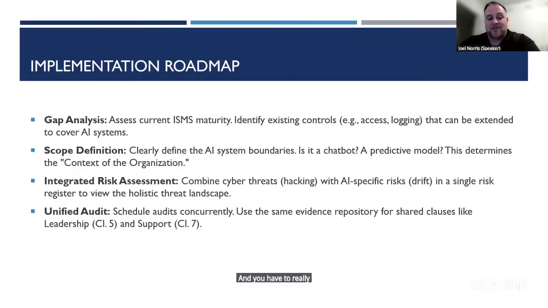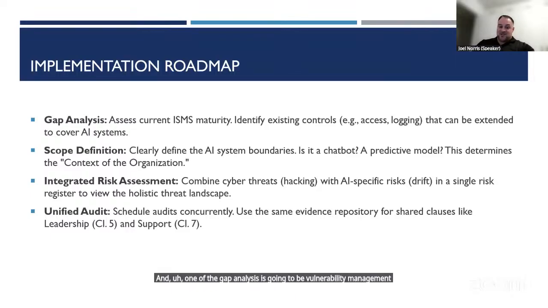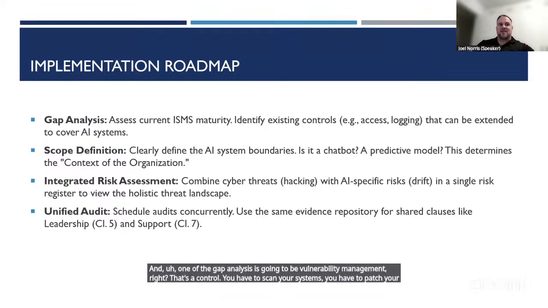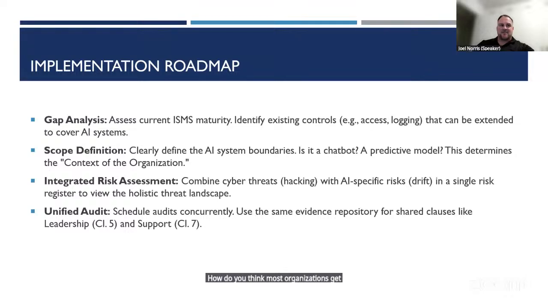You have to be really thorough about this. Let me give you a common gap that's always overlooked inside an organization. If we're looking at 27001, one of the gap analysis items is going to be vulnerability management. That's a control: you have to scan your systems and patch your systems. How do most organizations get by and say, check the box, we're good? They have a governance document called a patch policy, and they usually show that to the auditor. But if I go to the scans, let's say Tenable or Qualys, in almost every organization I've been in, I've seen hundreds of thousands of vulnerabilities.